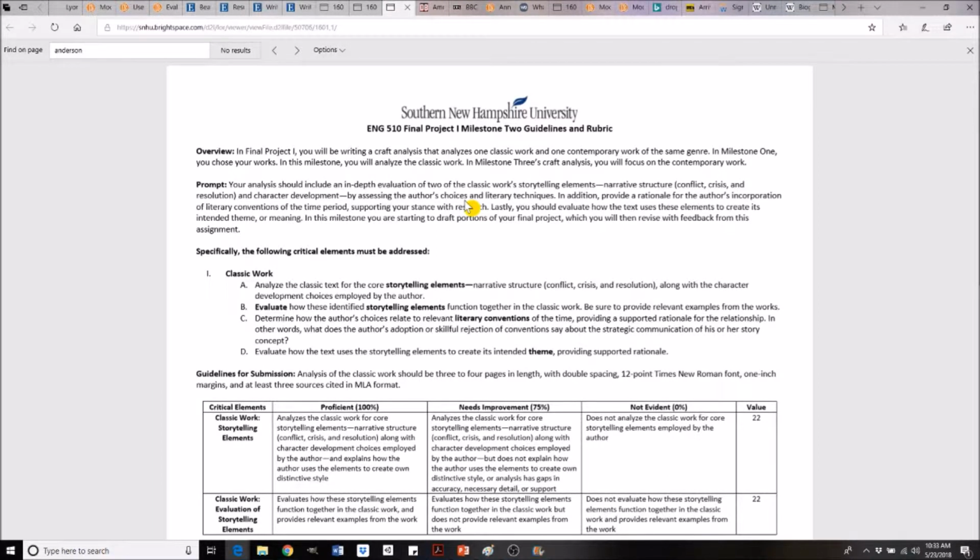Hello class, morning. Before we dive into Project 1 Milestone 2, I just wanted to give you the general purpose of this, right? The purpose of the whole project is to help us become better creative writers. In that regard, we're learning about a classic work, and a little bit about the author of that classic work, in regard to the choices that he or she made at the time and why they made those choices for their work.